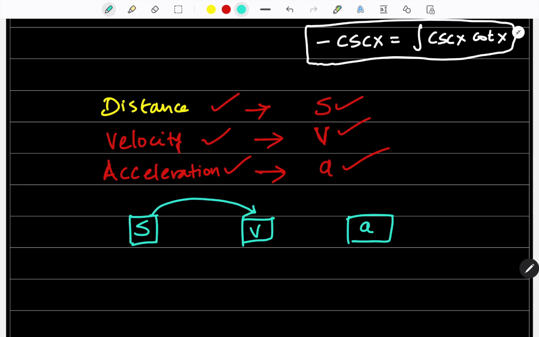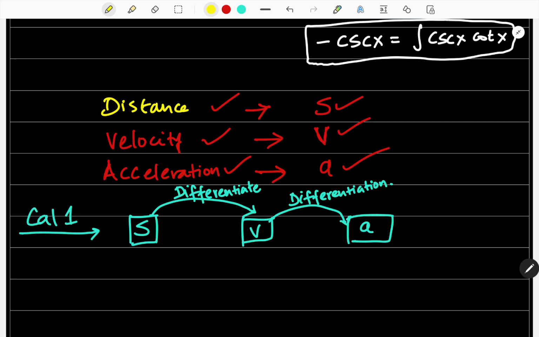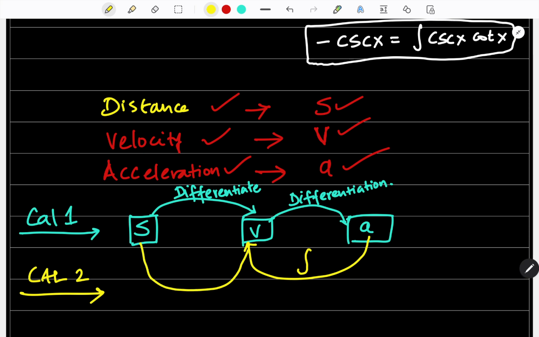From distance to velocity, how will you get it? You studied in physics. If you differentiate the distance, you will get velocity, right? If you differentiate the velocity, you will get acceleration. This you already studied in calculus 1. Now we are going for calculus 2. In cal 2, we are studying integration. If you want velocity from acceleration, you integrate. If you want distance from velocity, you integrate.